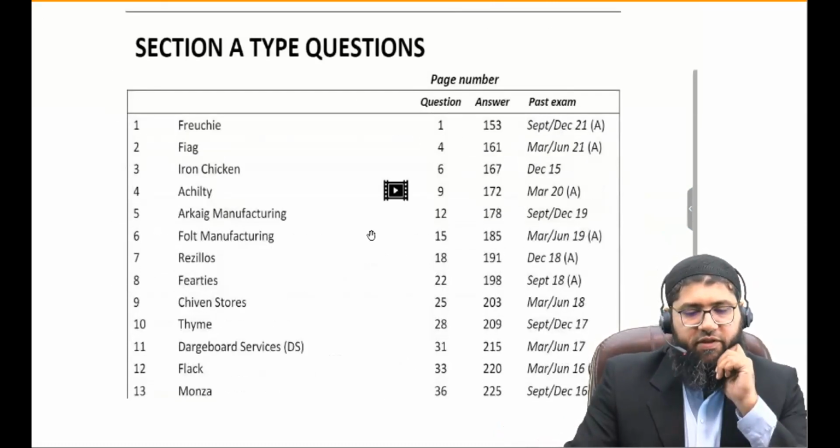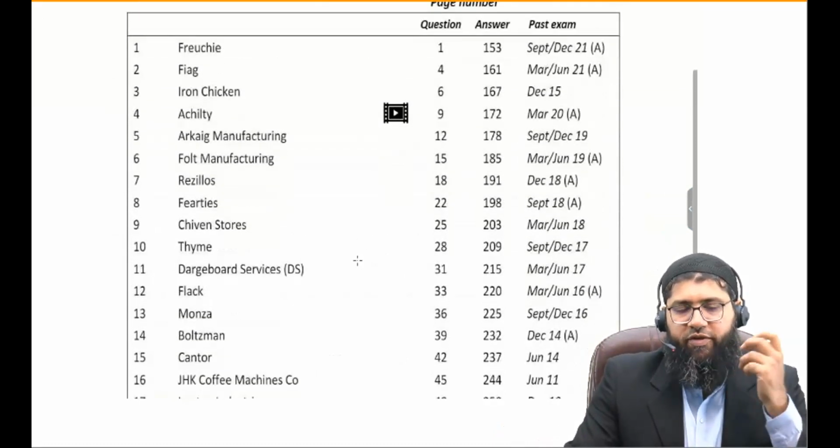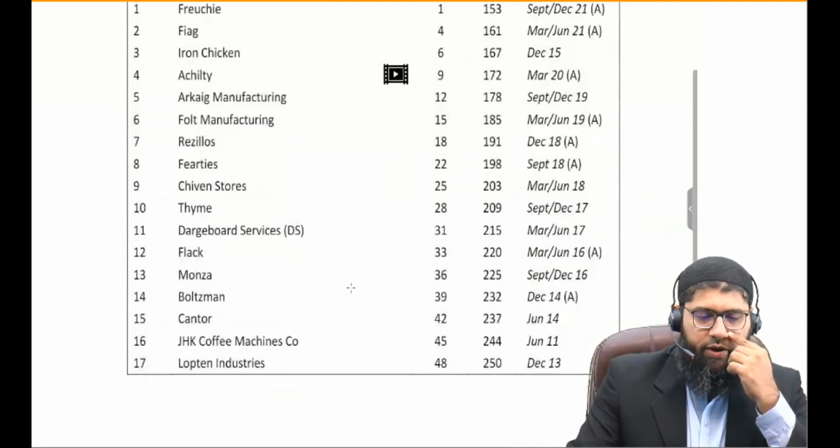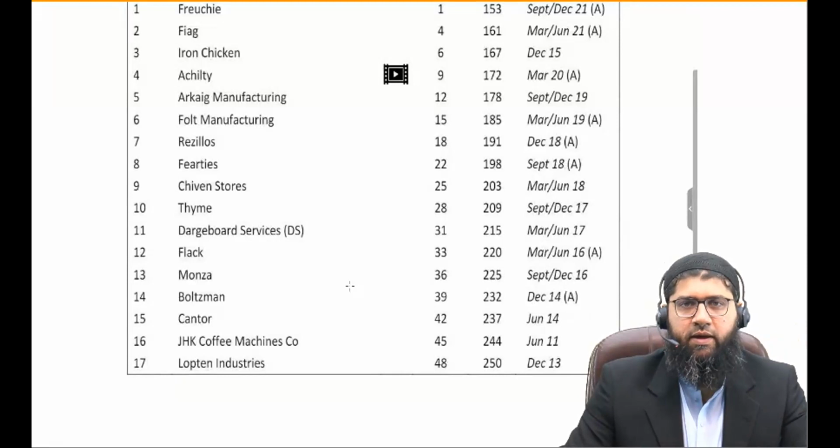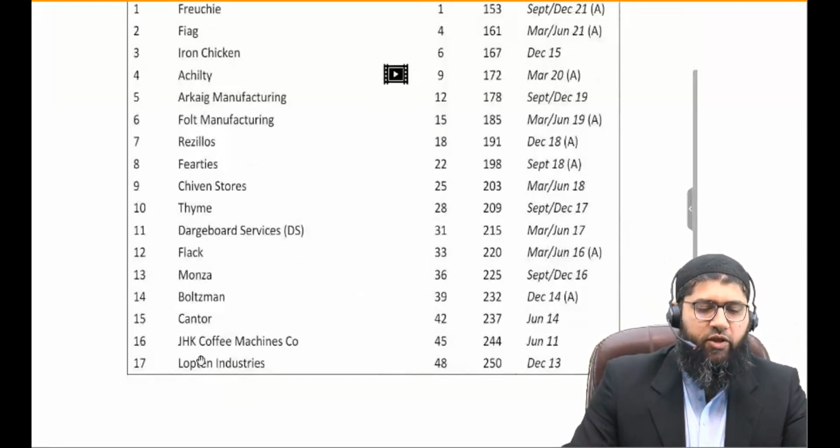So here is the revision kit in front of you. There are different questions from different attempts. Obviously, the latest examination questions are not here, but all these questions have been amended and are suited to the current scenario. They are all suited to how the syllabus is right now.